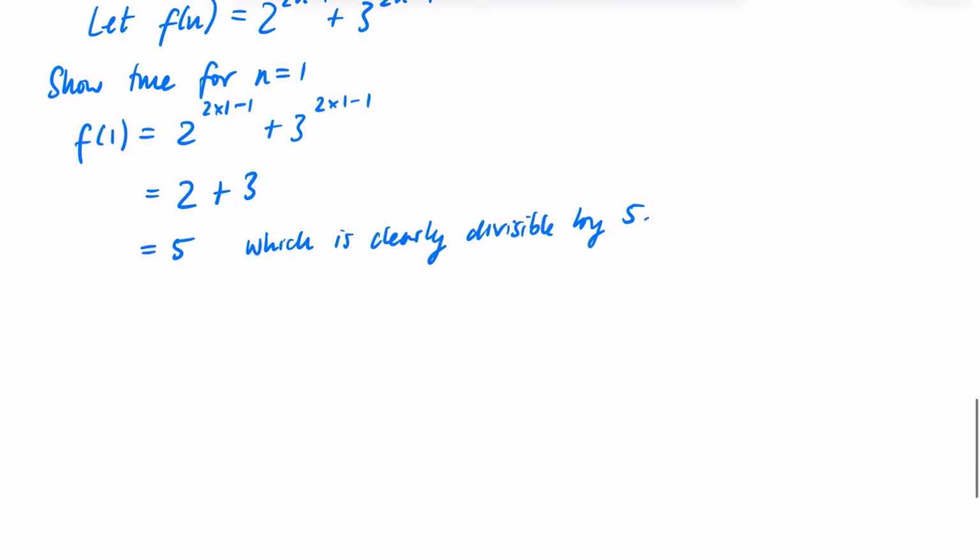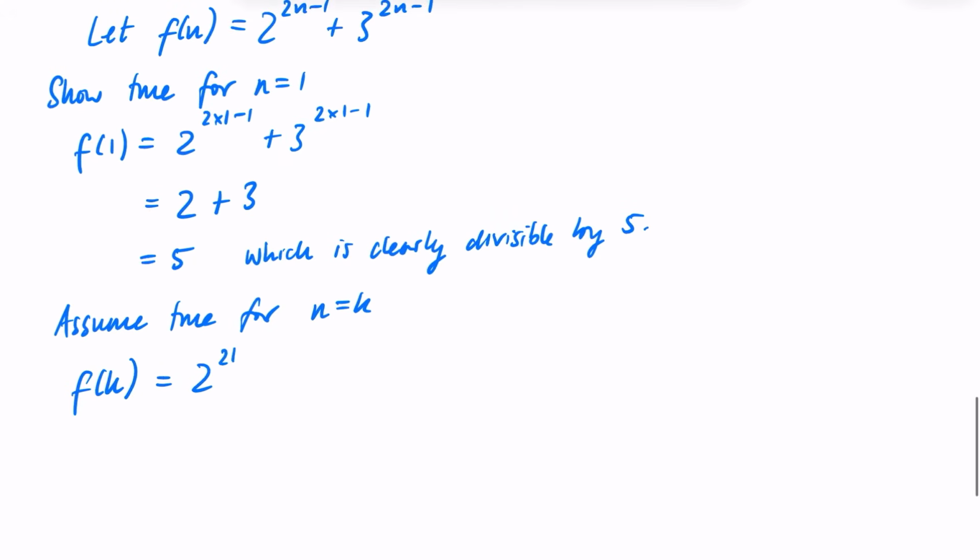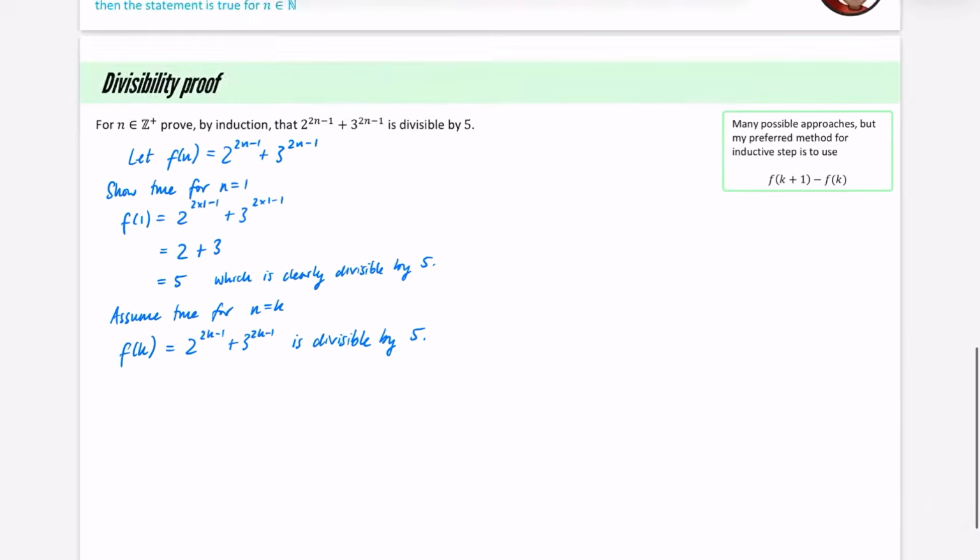Okay, we are now going to assume that it's true for n equals k. This means that f of k, which is equal to 2 to the power of 2k minus 1 plus 3 to the power of 2k minus 1, is divisible by 5. That's all we have to write. We just have to say, we're assuming this thing is divisible by 5, okay?